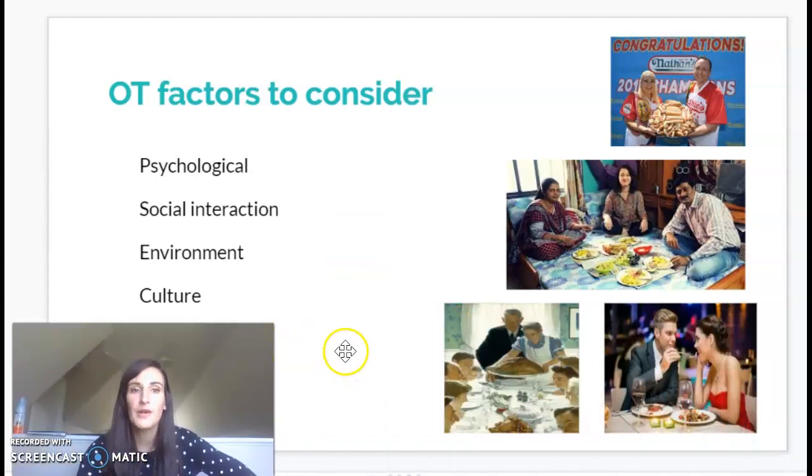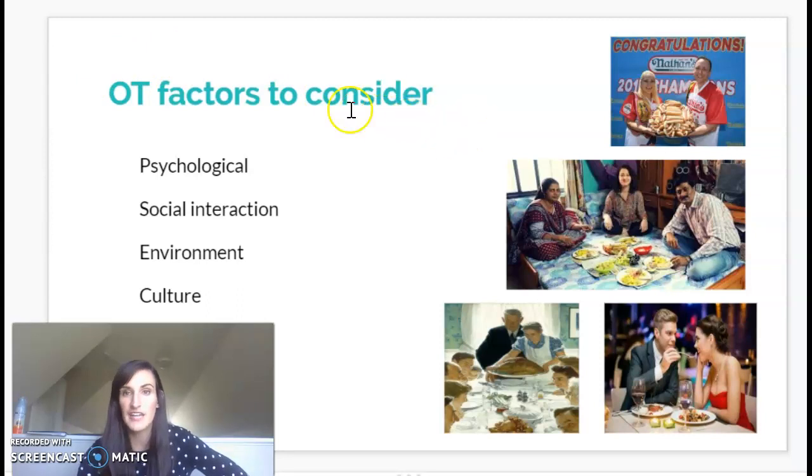Okay. So OT factors to consider: psychological, social interaction, environment, culture. If we were in class, I would be calling on you and saying, name some of these factors. How are these things involved in the practice of eating? These pictures are going to kind of cue you. Up there on the top right is the Nathan's hot dog eating competition. He's not just feeding himself and eating for leisure and just to get nutrition at that point, right? That's a serious part of his life and his hobby and occupations, all that good stuff.